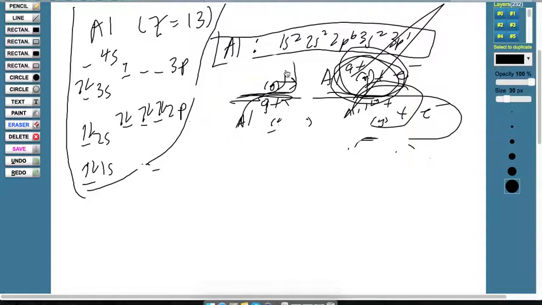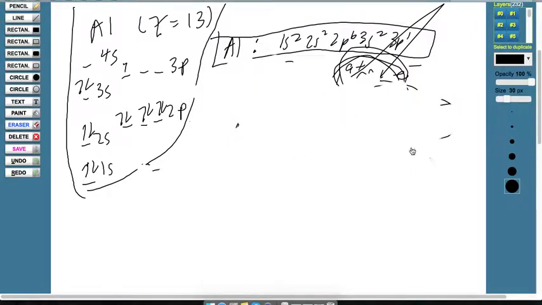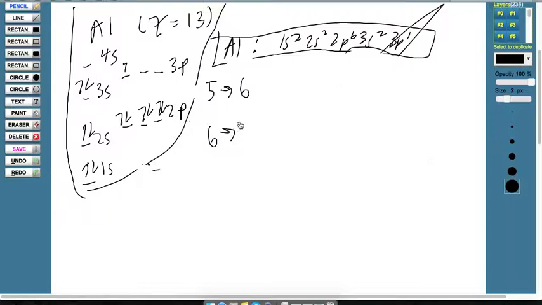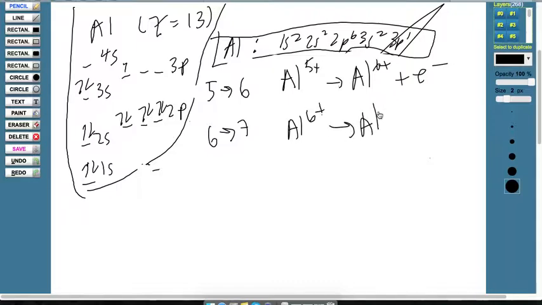Okay. And again, a good starting point typically is writing an equation. So we know 5 to 6 and 6 to 7, right? So 5 to 6 is just going to be Al5+ goes to Al6+ plus an electron, and Al6+ yields Al7+ plus an electron.